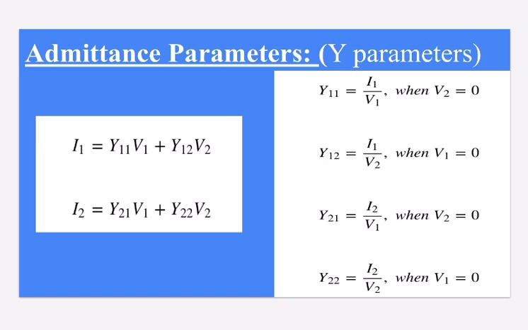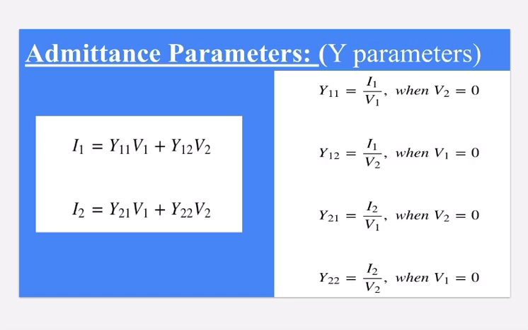From these two equations, we get the Y parameters: Y11 is equal to I1 by V1 when V2 is equal to 0, Y12 is equal to I1 by V2 when V1 is equal to 0, Y21 will be I2 by V1 when V2 is equal to 0, and Y22 will be I2 by V2 when V1 is equal to 0. These parameters are called admittance parameters because they are simply the ratios of currents and voltages. The units of these Y parameters are ohm.